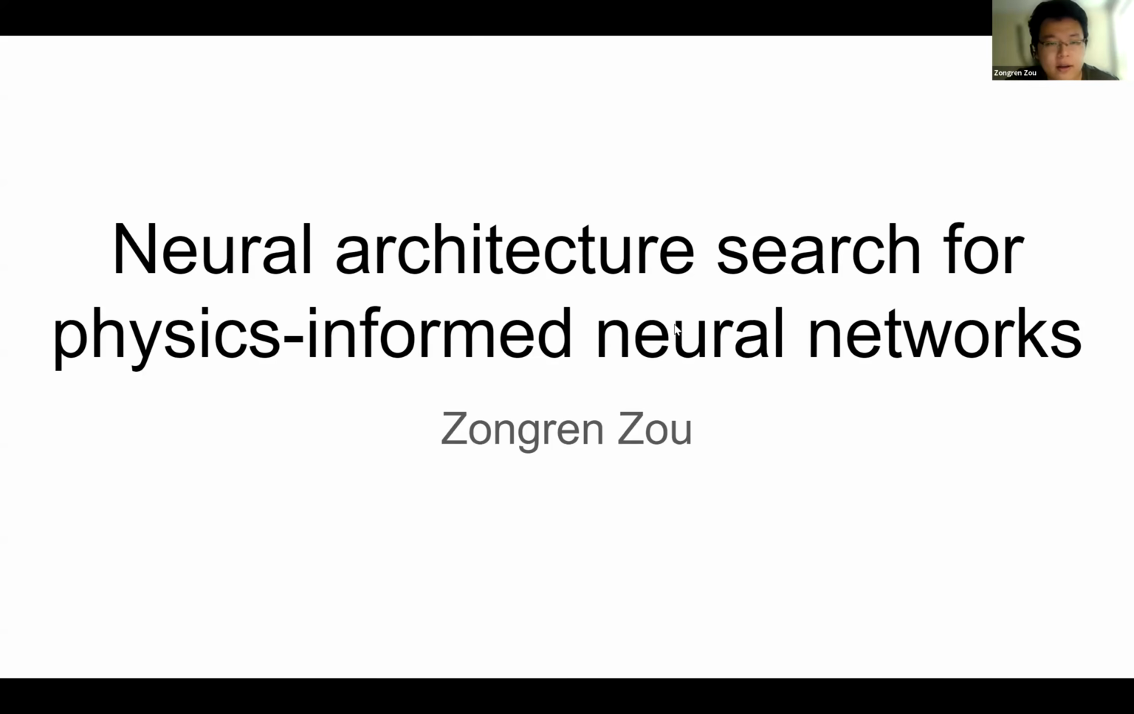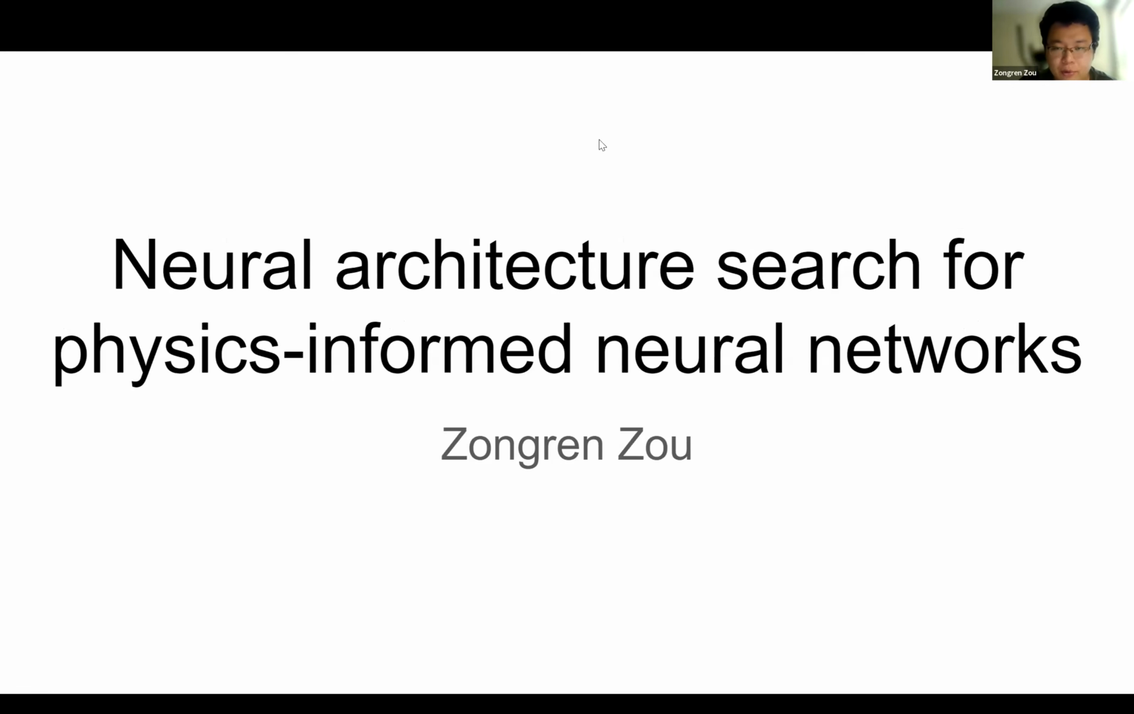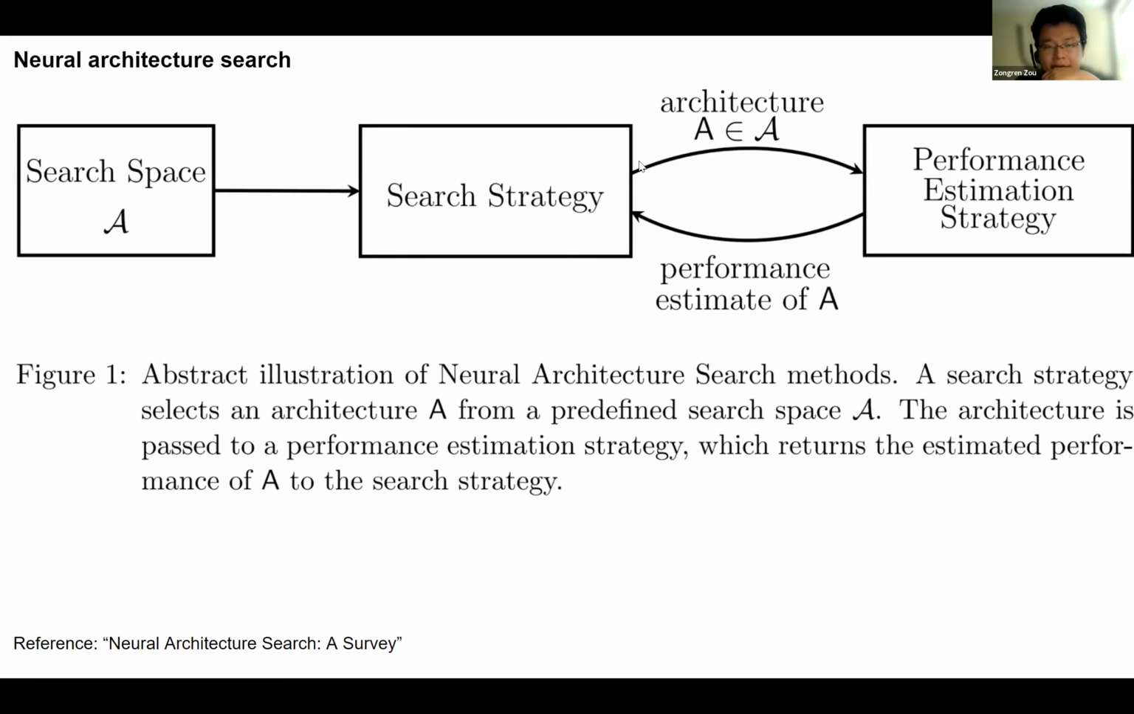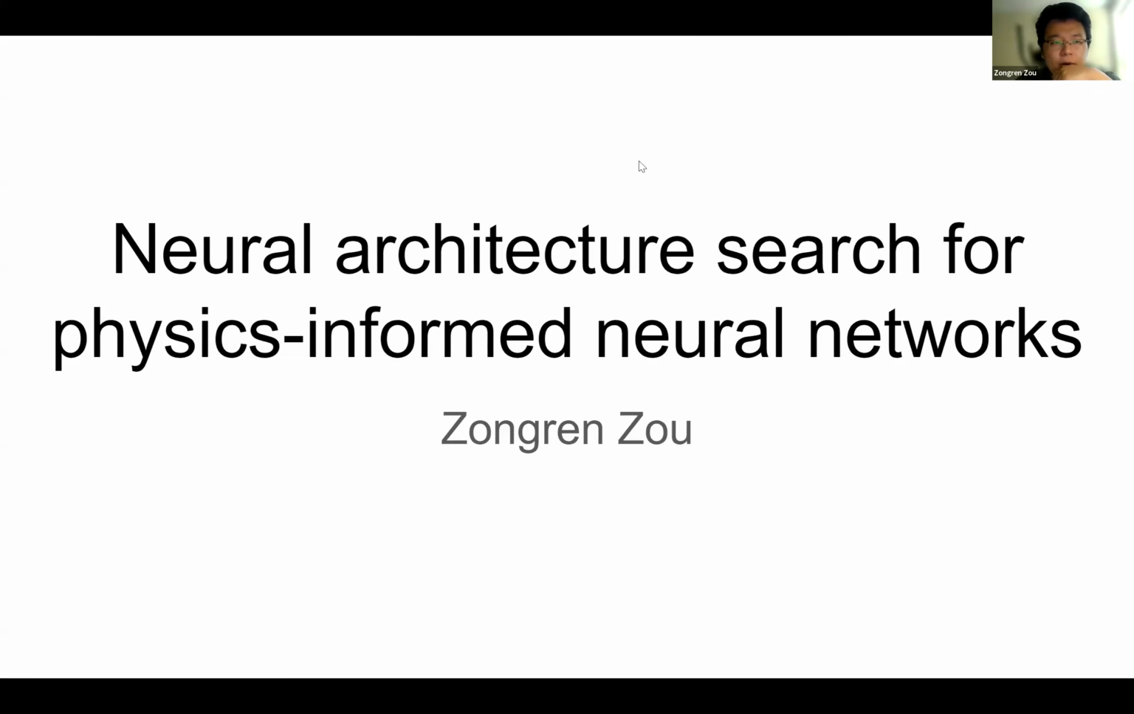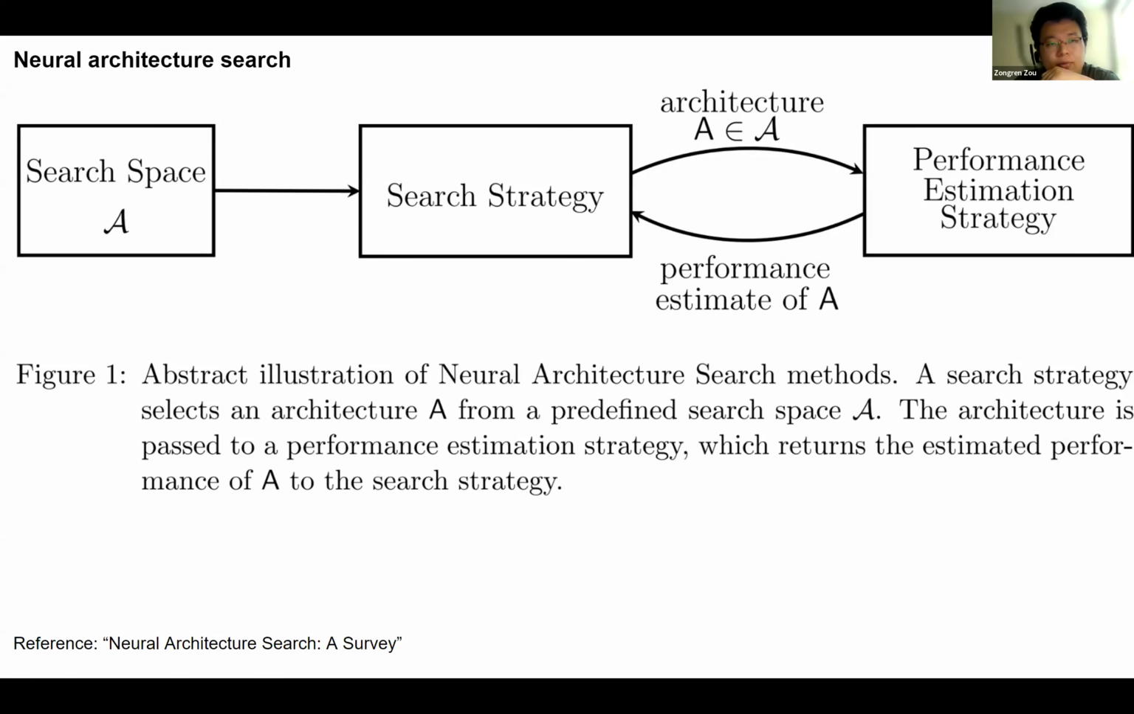Okay. Yeah, hello everyone. Today I'm going to give a short talk on neural architecture search for physics-informed neural networks and a few related papers. Neural architecture search has been a hot topic in recent years, I think since 2016, and people have been focused on finding good architectures for a single task.